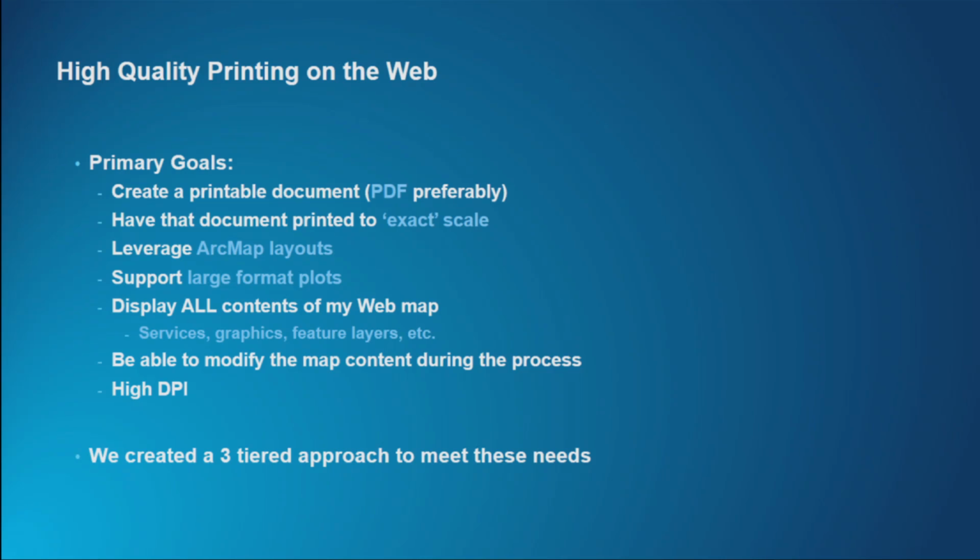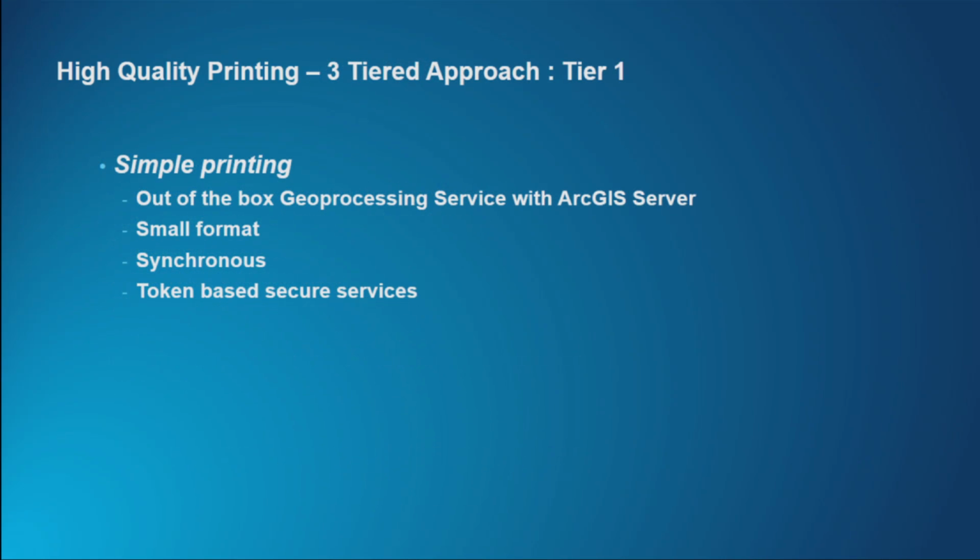And these are a lot of differing requirements, but we created a 3-tiered approach that we hope helps meet these needs for you. And we'll go through each one of those tiers. The first tier is just the simplest. This is simple printing through ArcGIS Server. And this is an out-of-the-box geoprocessing service with ArcGIS Server. It supports small format printing, so to your letter page or your A4 page. It's a synchronous geoprocessing service, and it supports token-based security on services.